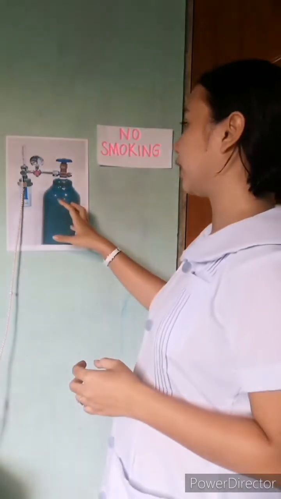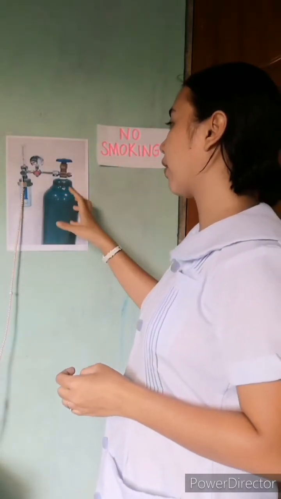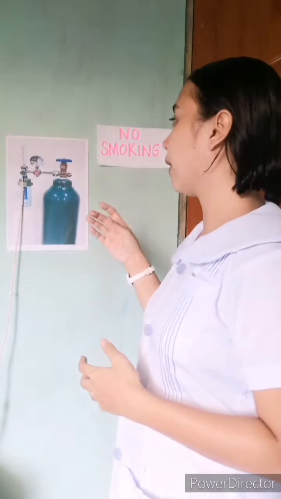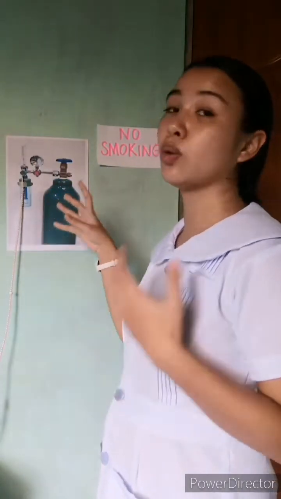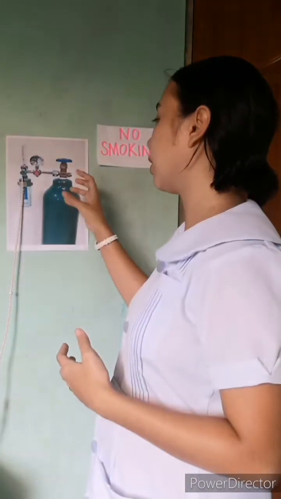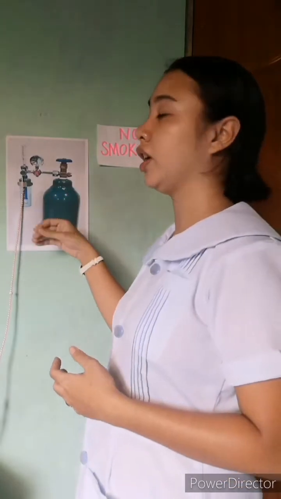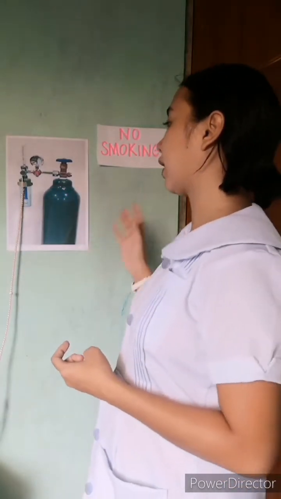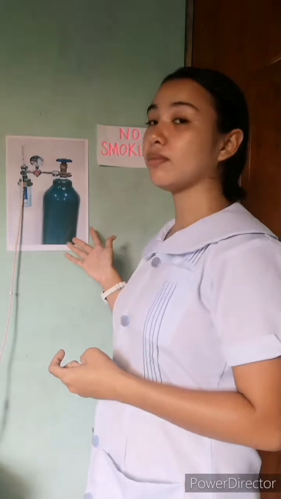Attach the flow meter into the tank. If needed, we're going to fill the humidifier with water. Then we're going to put it back, attaching the humidifier bottle to the base of the flow meter. Then attach the prescribed oxygen device.